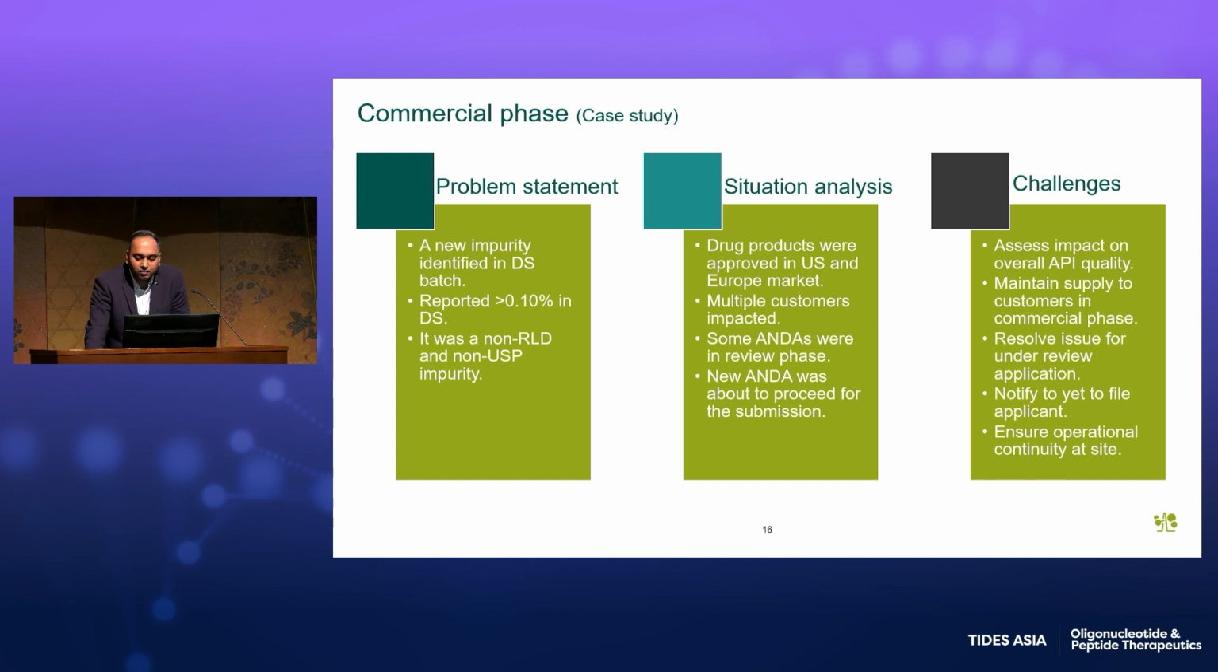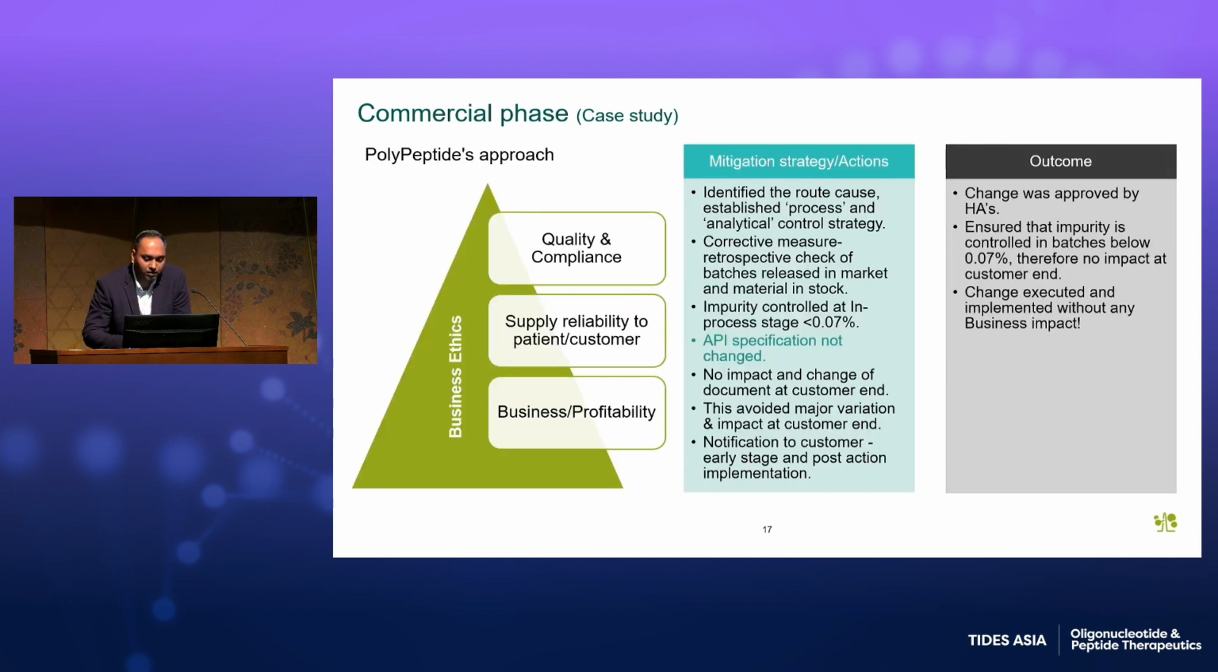So the challenges were: assess the impact on the overall API quality, and maintain the supply to customers in the commercial phase, because we were already supplying, and with this impurity and this profile we had to stop and pause at one moment and try to resolve this matter. And then notify yet-to-file customers and ensure operational continuity. That was the challenge. So let's see the way forward.